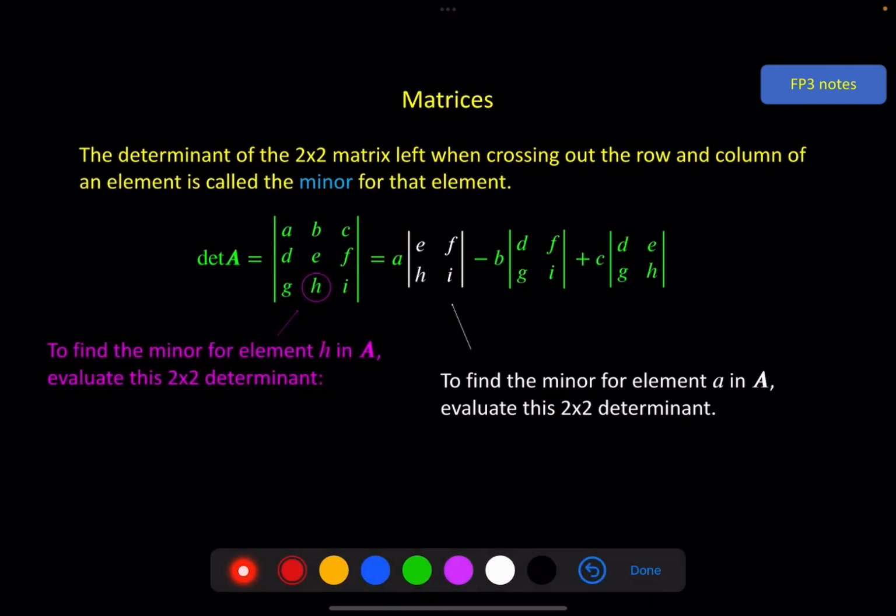For example, H. Do the same thing, cross out the row and the column that has that element in it, and you use the remaining 4 elements in the order given, A, C, D, F, to produce the determinant you need. And then of course AF minus CD, and that is the minor for element H. And that's important because we're going to use the minor for every element in the matrix as part of finding its inverse.